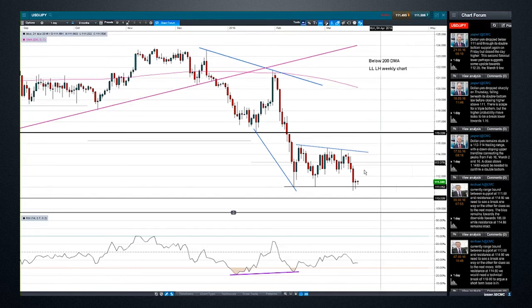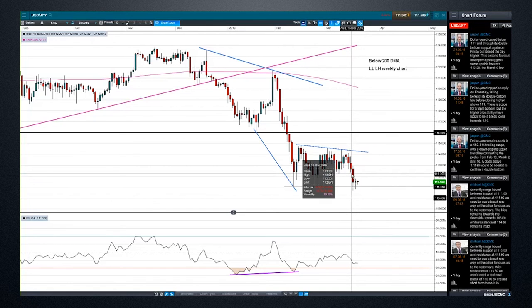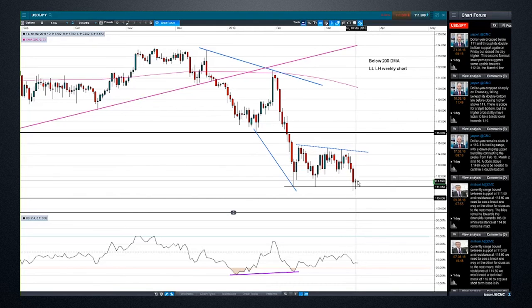I think what we could maybe get, given that we've had two fake outs, and I mentioned this in the chart forum, is a bit of potential support turned into resistance, maybe from these lows around 112.25-ish. So if we do get a little bit of a rebound to there, maybe that's an area where the market can roll over again to actually achieve the breakout.